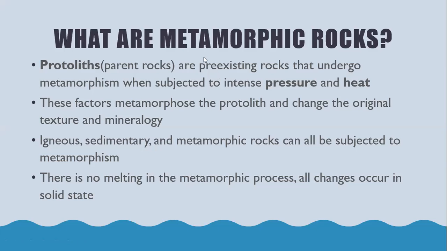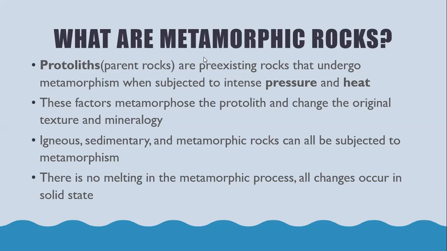To start, what do metamorphic rocks pretty much form from? What are metamorphic rocks? Well, metamorphic rocks form from a pre-existing rock that undergoes heat and pressure. That's the main thing: a pre-existing rock has to already be established. That's called a protolith, a parent rock that undergoes heat and pressure, and that's how you get a metamorphic rock.